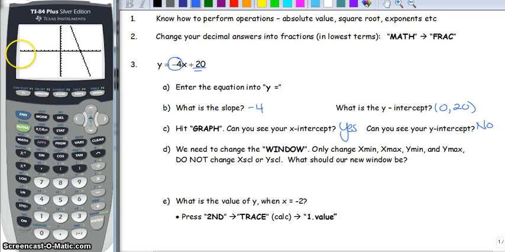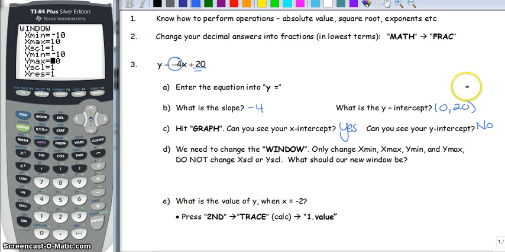Do I need to move it left? No. Do I need to move it right? No. Do I have to move it down? No. What I have to do is I have to move it up. The x min will move your graph left, the x max will move it right, the y min will be down, the y max is up. So what I want to do is I want to change it up. And I know that my y-intercept, we've already decided, is 20, so I want to go above the y-intercept.